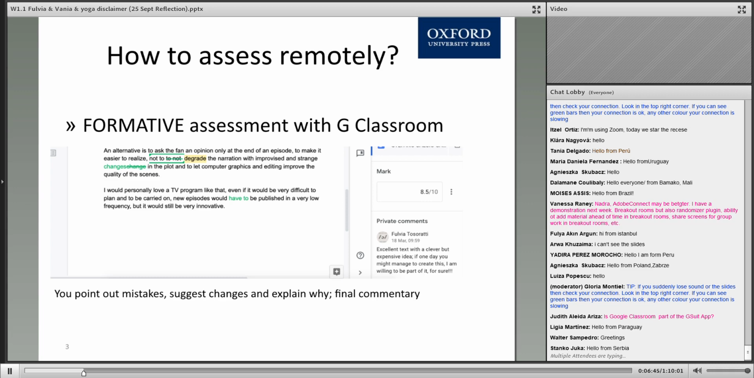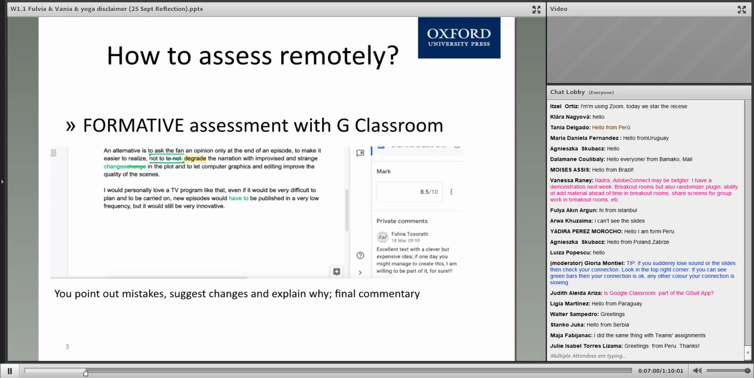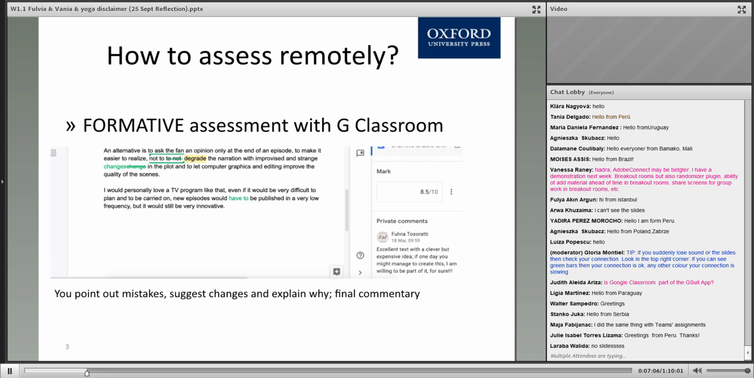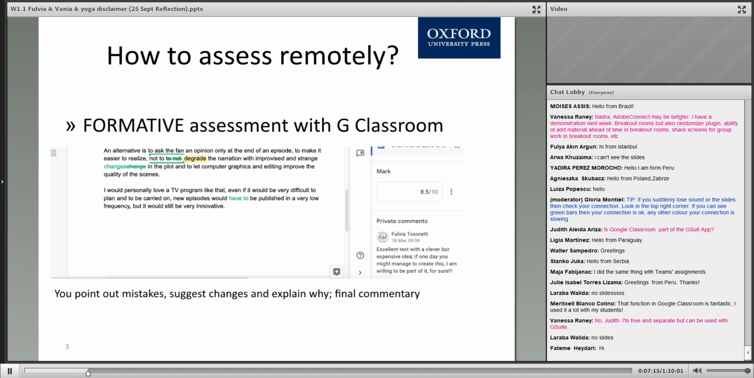So I used the other commentary, we can say, to indicate the vocabulary mistake. I finished this with the final evaluation of the task, pointing out the positive points, maybe indicating if I agreed with their idea or not, and also suggesting a way of improving the writing task.